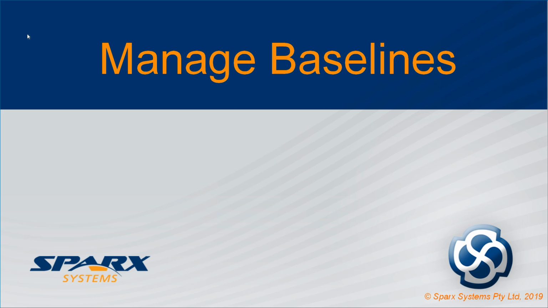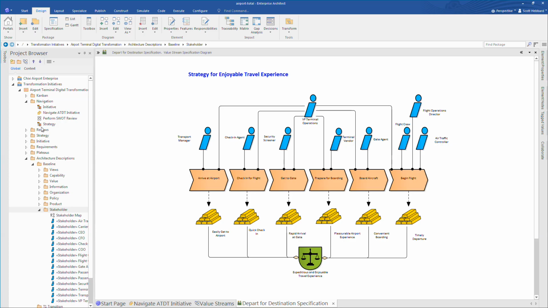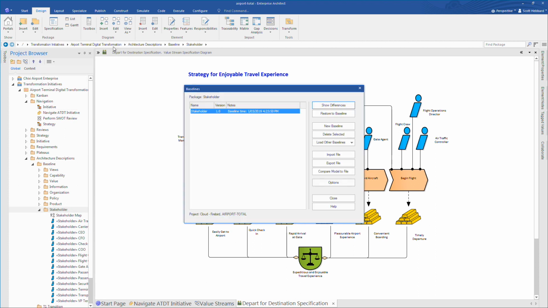Manage baselines. It is always important for an agile enterprise to be able to understand change management practices and highlight the impact that change may have on strategy, project deadlines, implementation, and deployment. Let's take a look at our strategy for an employable travel experience. Use the baseline feature in Enterprise Architect to observe any changes to our model.